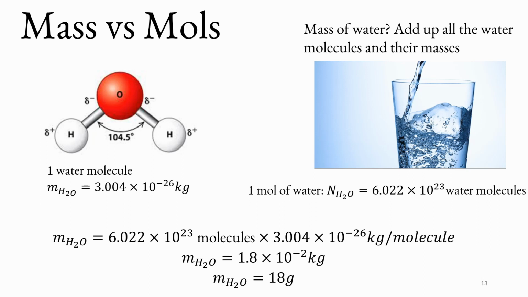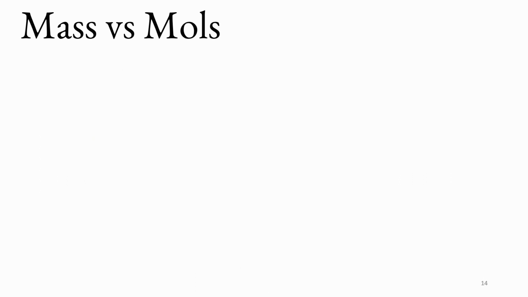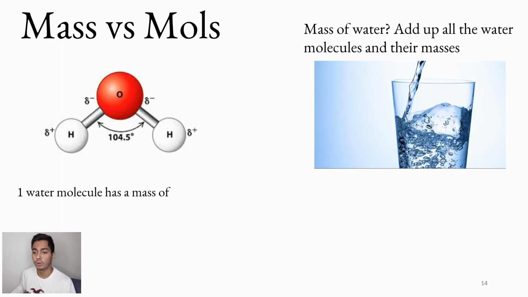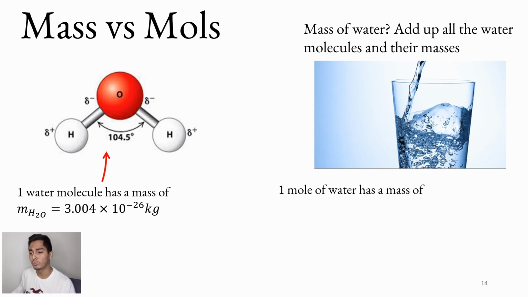Notice how we're doing unit conversions. We're doing some dimensional analysis a little bit. Okay, so 1 mole of water is going to be 18 grams. This concept of mass versus moles, they're very similar, so there's a conversion factor. We said that one water molecule has a mass of 3.004 times 10 to the minus 26 kilograms, and 1 mole of water has a mass of 18 grams. You can imagine 18 grams of water. That's not even a cup of water. That's just a little bit of water.